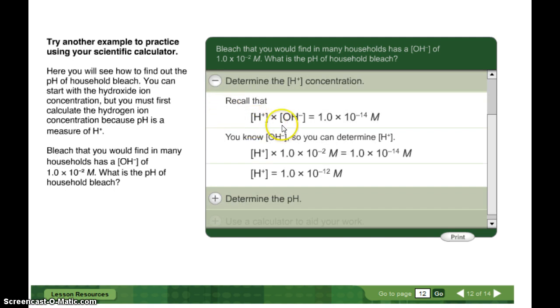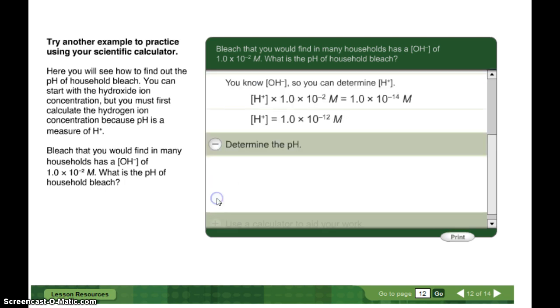So recall that when we multiply the two concentrations together, we get 1 times 10 to the negative 14th molar. You know the concentration of hydroxide ions, so you can use your algebra skills to determine the concentration of hydrogen ions. So, concentration of hydrogen ions, or X, times 1 times 10 to the negative second molar, which we got from over here, equals 1 times 10 to the negative 14th molar, which you got to divide both sides by 1.0 times 10 to the negative 2 molar, and that gives you a concentration of hydrogen ions of 1 times 10 to the negative 12 molar.